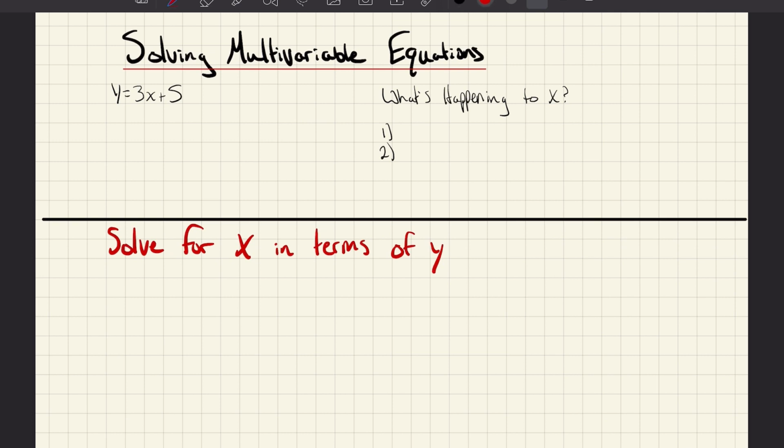If I take a look at my equation, I've got y equals 3x plus 5, okay? So y equals 3x plus 5. It looks like this equation is in slope-intercept form. I have a constant of 5 and a coefficient of 3 for my variable x. And if I want to know what's happening to x, I know that first, x is being multiplied by 3, and then it's having 5 added to it.